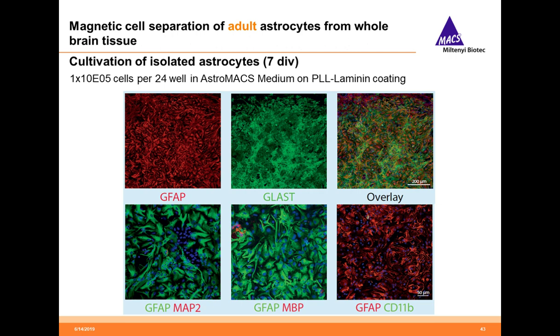This is another example of a cultivation of adult astrocytes after the isolation. Here 100,000 cells were cultivated in a 24-well in AstroMACS Medium on PLL laminin coating. And you see a very dense, nice layer of GFAP GLAST double positive cells. And in the lower row, you see that there was no contamination of MAP2 positive neurons. Only one MBP positive oligodendrocyte was detected here, and no contamination with CD11B positive microglia.